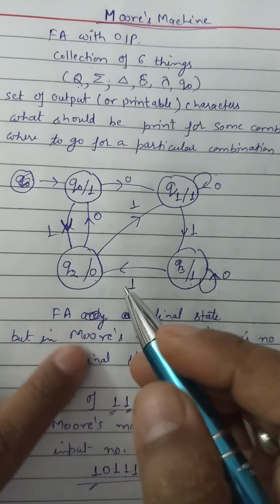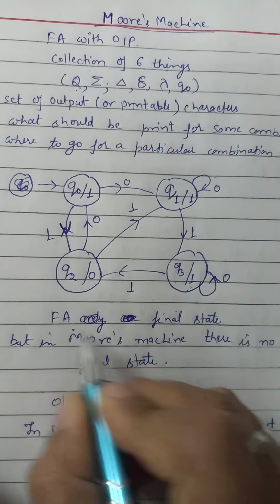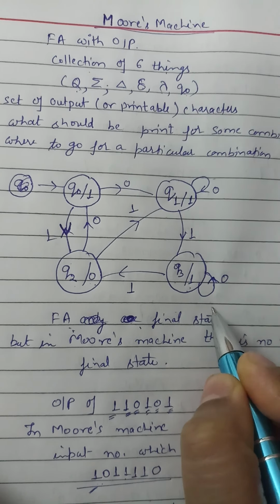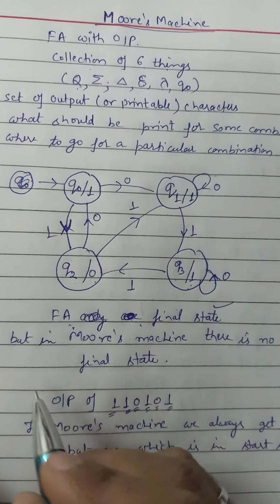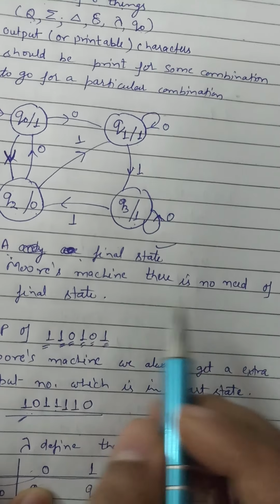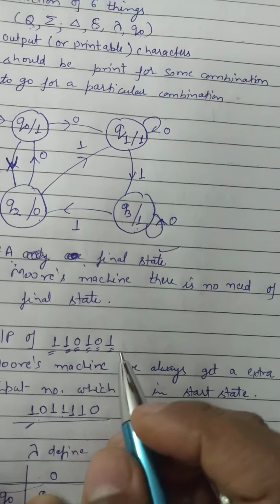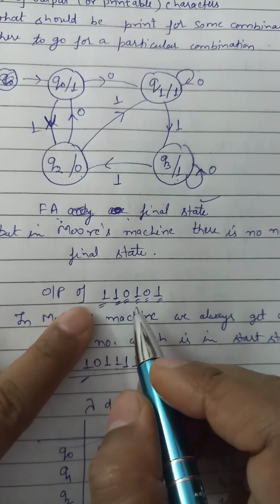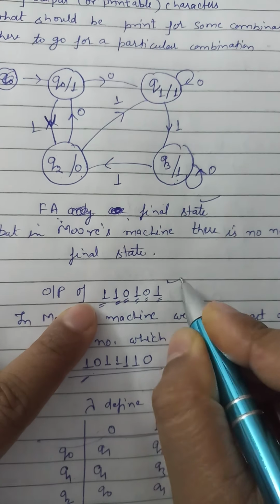So what is the difference between FA and Moore? Finite automata have final states, but in Moore machine there is no need of a final state. Suppose we have this string. So what will be the output of this string?